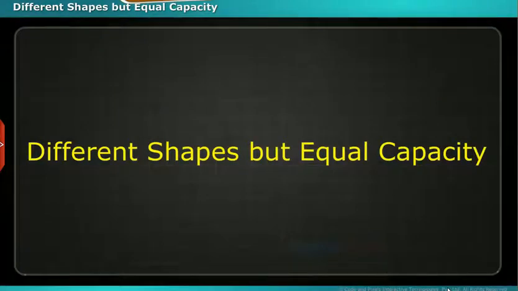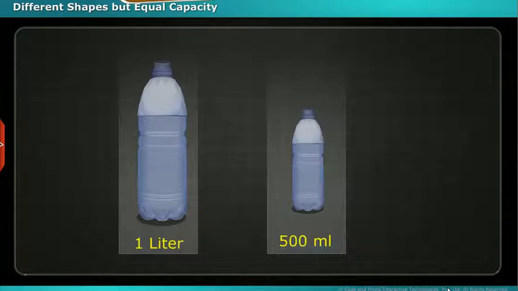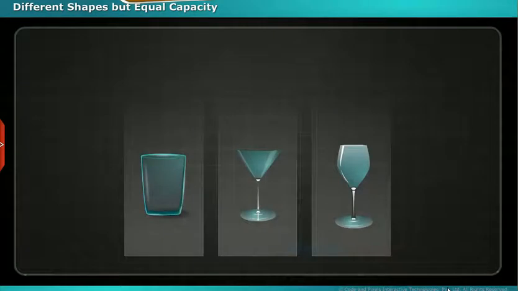Let us discuss about different shapes but equal capacity. In the earlier sessions, we learned how to measure the capacity of liquids. In the coming session, we are going to learn what is the capacity of a liquid if it is poured in different shapes of vessels.